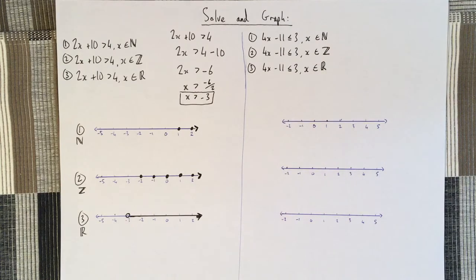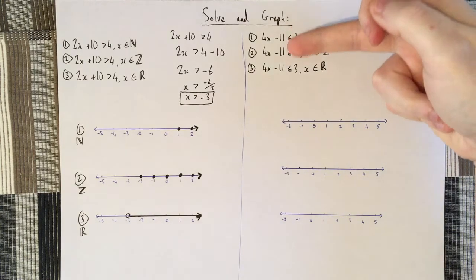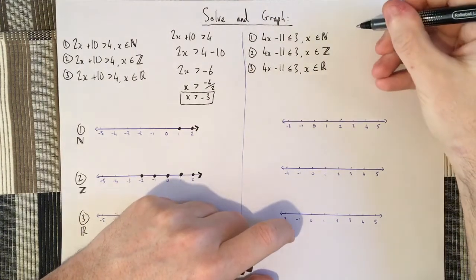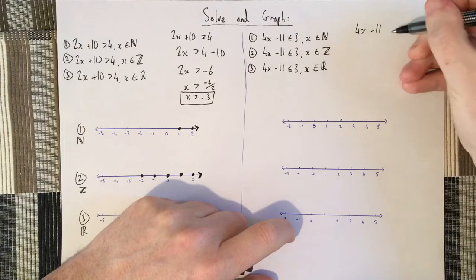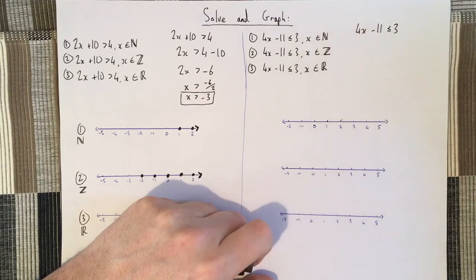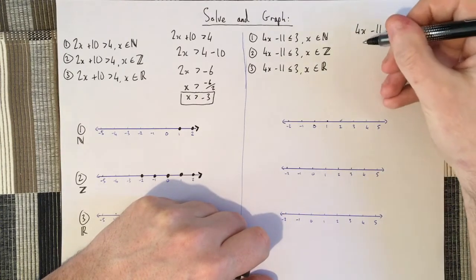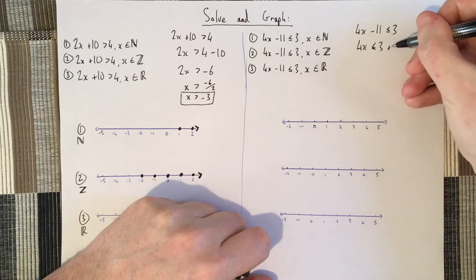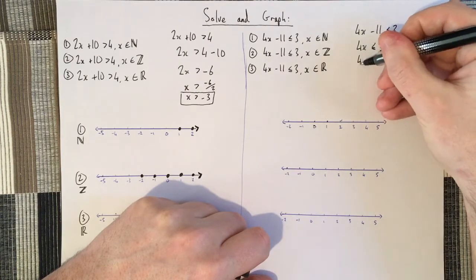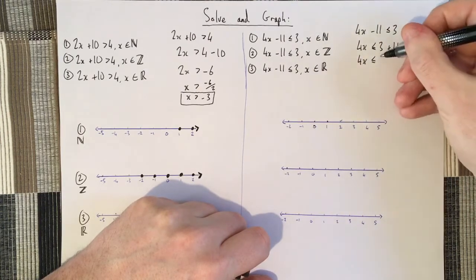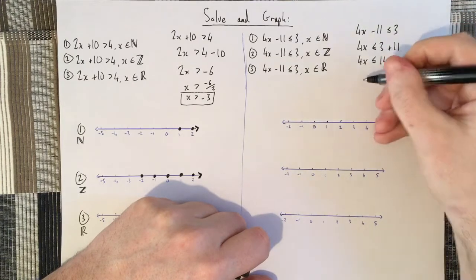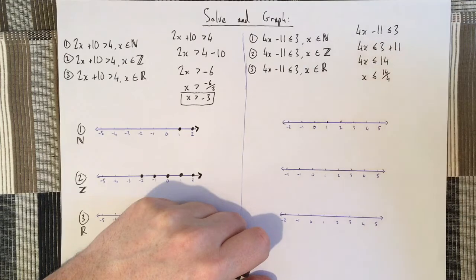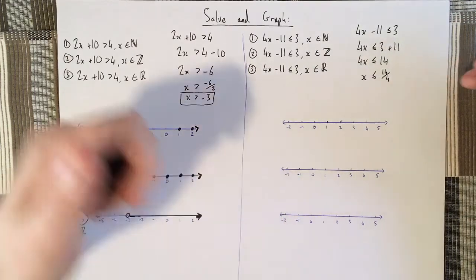Over here then, same thing, same inequality, and just asked to graph it in 3 sets. So I only need to solve it once. I'll do that here. So 4x minus 11 is less than or equal to 3. So first thing, bring the 11 over. So 4x is less than or equal to 3 plus 11. So 4x is less than or equal to 14. Divide both sides by 4. So 14 over 4.